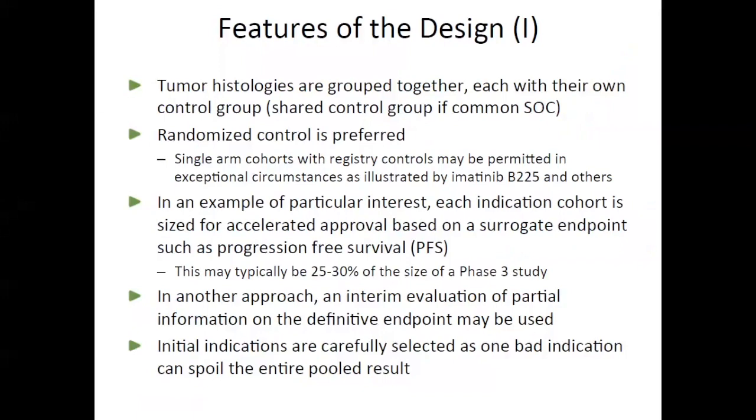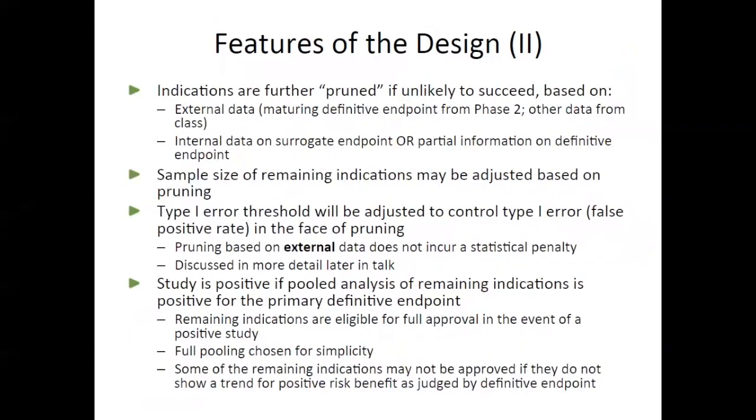Initial indications, again, are carefully selected. They're pruned, as I said. When you prune or remove an indication, you will have to do a sample size increase to the remaining indications to maintain the power. We'll get to that. And there's also an issue with type 1 error. Doing this inflates the false positive rate, and you have to work to a lower nominal false positive rate so that after inflation, it's within the FDA guidelines. And this will be discussed in more detail later today.